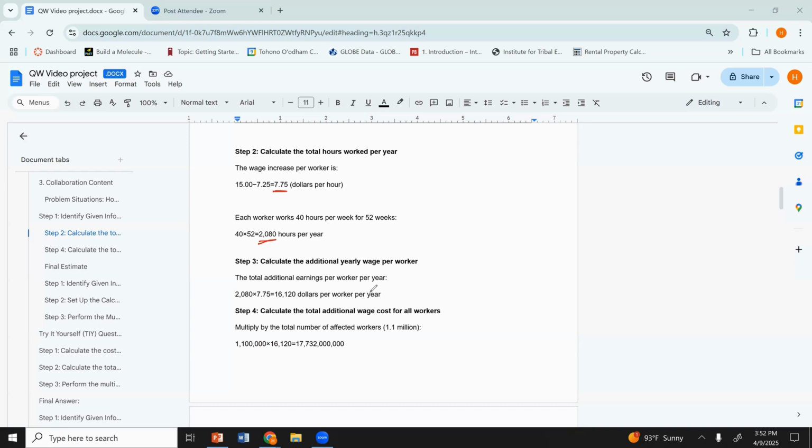Okay, so this is just one worker. Now, from the question, we say there are 1.1 million people earning minimum wage in 2020. If this is one worker only, we need to figure out how much in total we will pay for the entire 1.1 million workers. We have good information about how much it's going to cost per person per year, so we just need to multiply that by 1.1 million people.